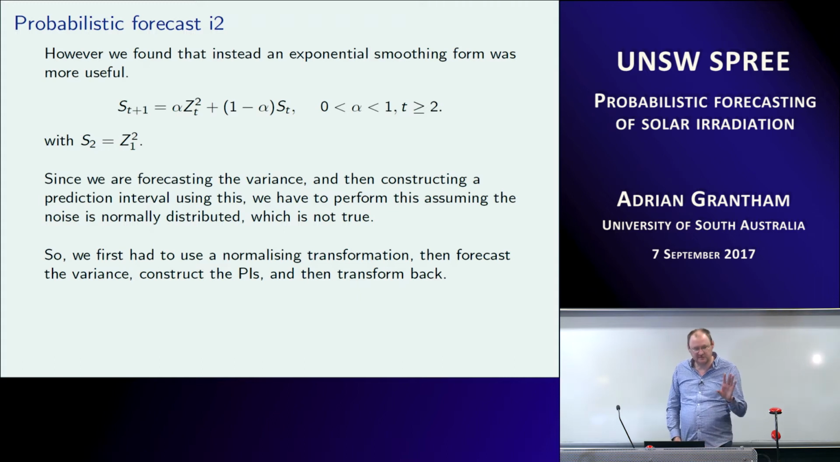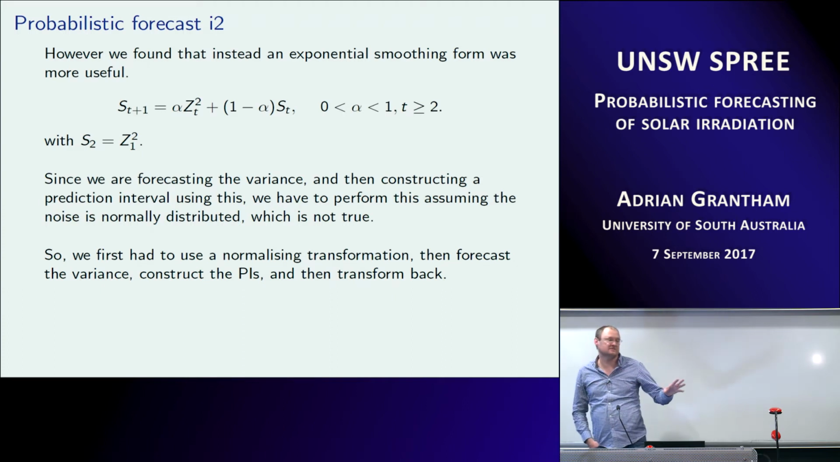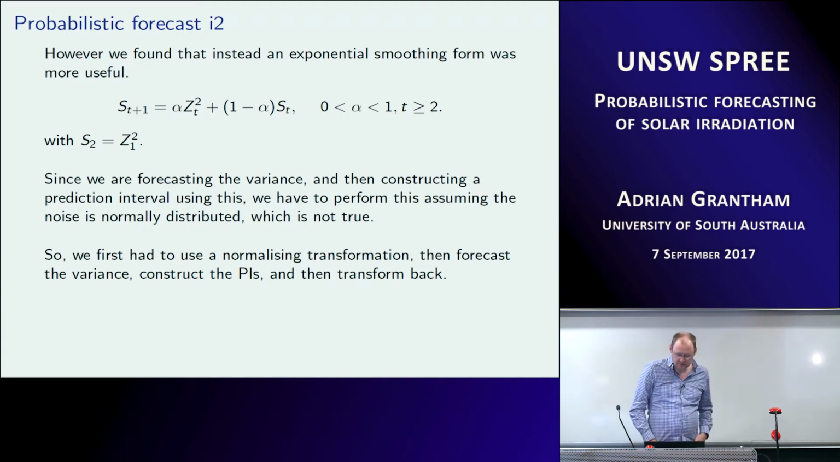But since we're going to be forecasting the variance and then constructing prediction intervals using this, we have to perform this assuming that the errors are normally distributed, which they aren't. Now a lot of people would just say, well, let's just assume they are anyway, and they keep going on with an ARCH or a GARCH, and they get some results. But we didn't do that because they're not. So we thought we would try a normalizing transformation technique to take care of that.